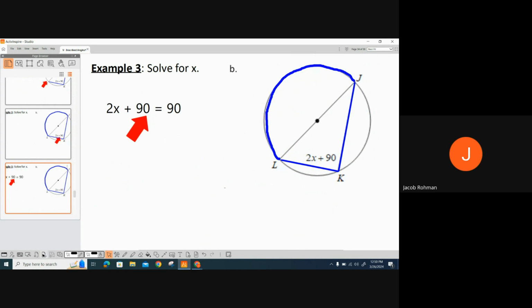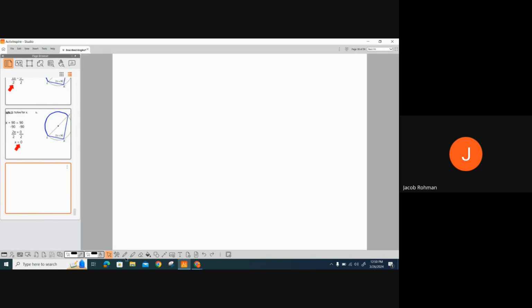But to solve this, you would subtract 90 from both sides, and then that would leave you with 2x equals 0, and then divide again by 2, and that gives you x equals 0. So we went ahead and solved for x in letter B. And that concludes our video lesson.